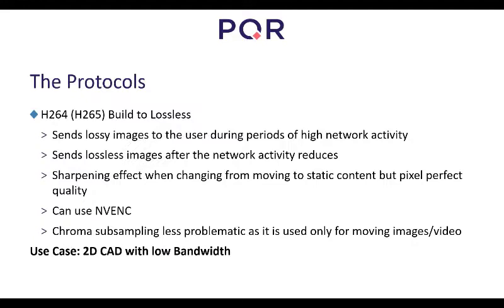But another one we can use is H.264 build-to-lossless or H.265 build-to-lossless, because it sends lossy images to the user during periods of high network activity. So for example, if you have a 3D image and you rotate it, during the rotation it uses lossy compression, but that doesn't matter because our eyes can't focus on every frame. We can't see moving images very sharp, so it doesn't matter. But from the moment that you stop moving your image, it switches to lossless, YUV444 even.